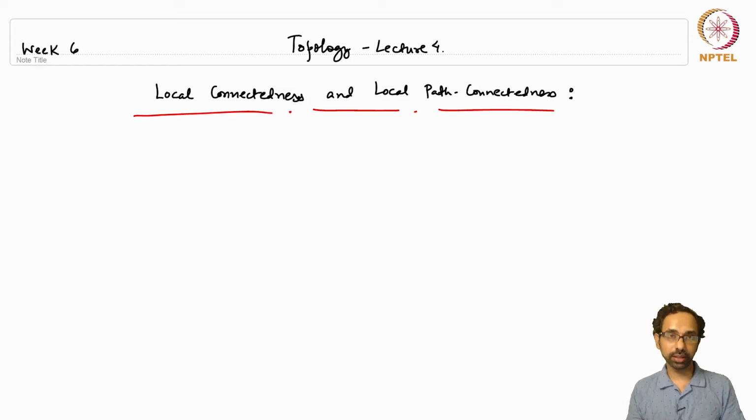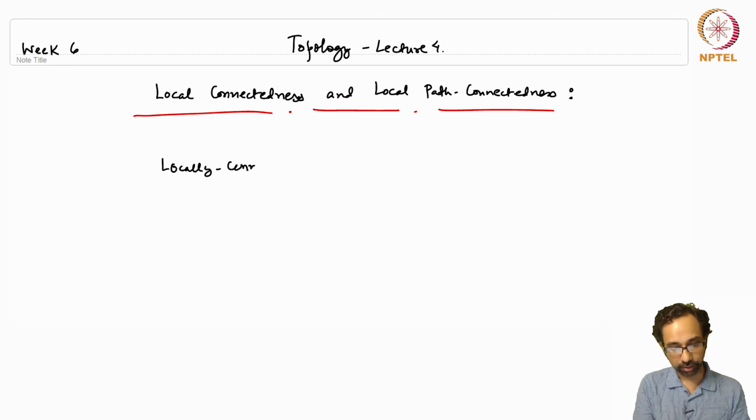So in the last lectures we have seen connectedness, path connectedness, and then the concepts of connected components and path connected components. And in this lecture we will talk about a couple of related notions, which are that of local connectedness and local path connectedness. So what does it mean to be a locally connected space?